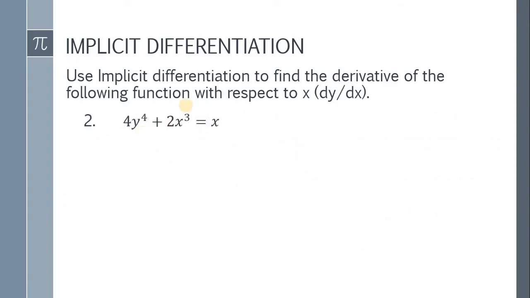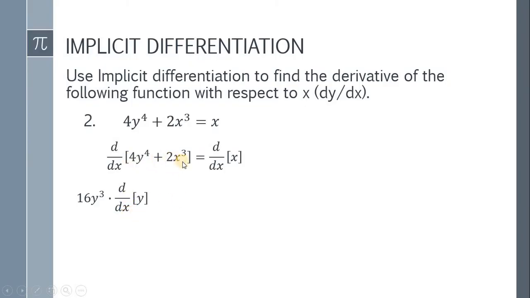So, we have 4y to the 4th power plus 2x cubed is equal to x. Now, first thing to do is to take the derivative both sides with respect to x. So, we have the derivative of 4y to the 4th plus 2x cubed with respect to x is equal to the derivative of x with respect to x. Now, kunin natin yung derivative ng 4y raised to the 4th power. Gagamit tayo dito ng chain rule. So, 4 multiplied by 4, we have 16. And then, yung 4 minus 1, we have 3. So, 16y raised to 3 multiplied by the derivative of y with respect to x, or dy over dx.